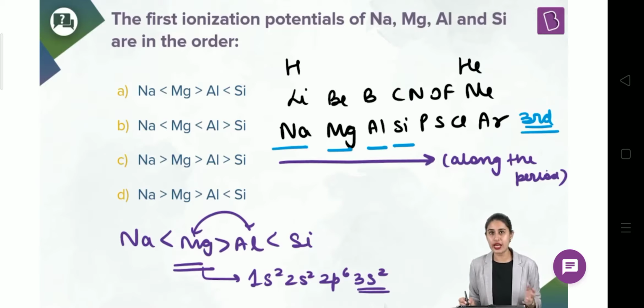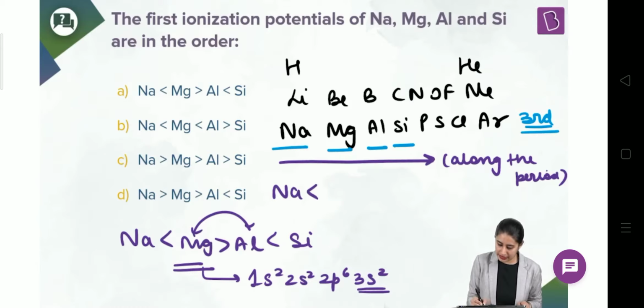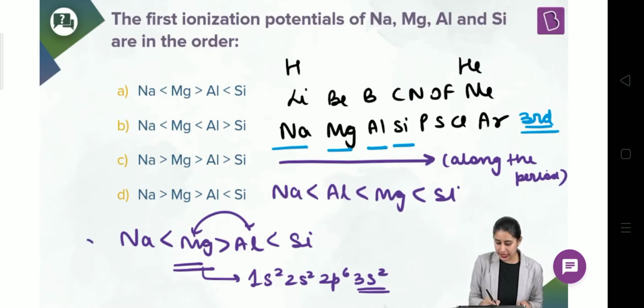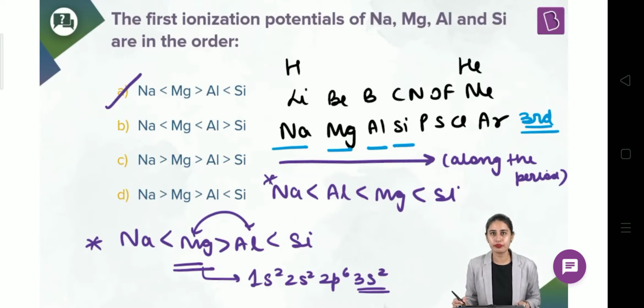The moment you see it, of course it should have greater ionization energy as compared to aluminium. So this should be the order. The thing that I can write is like this, or I can write it like this. Any of the ways I can write. So the right answer is option A.